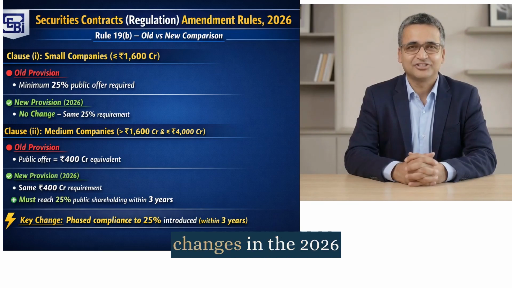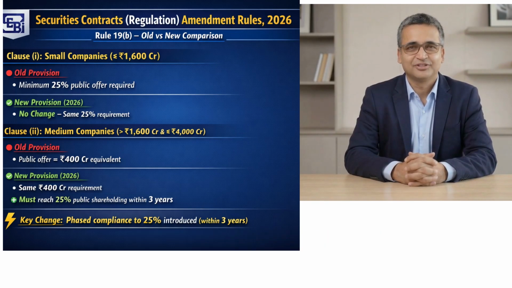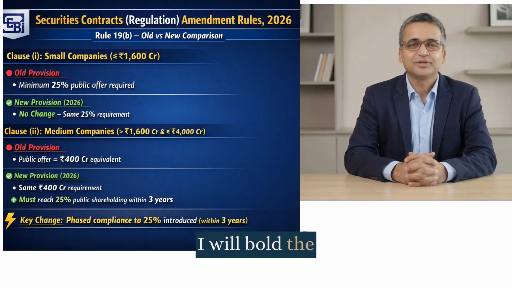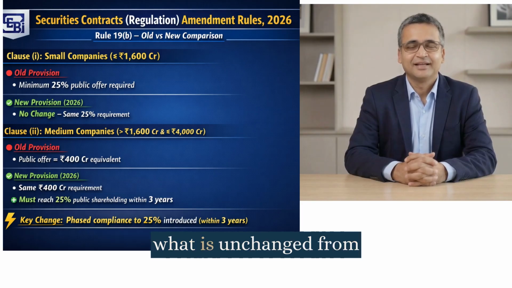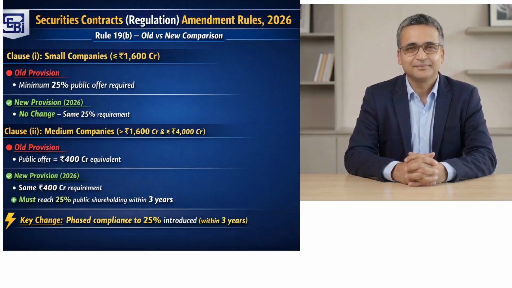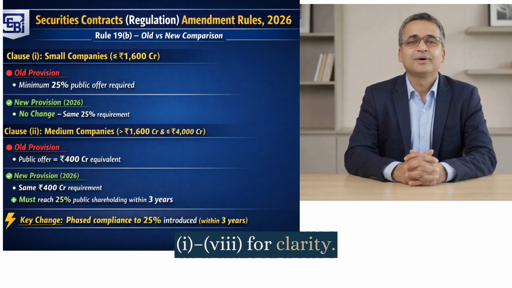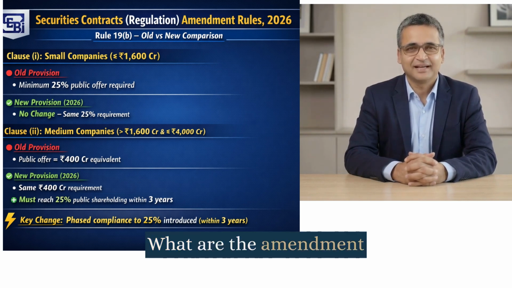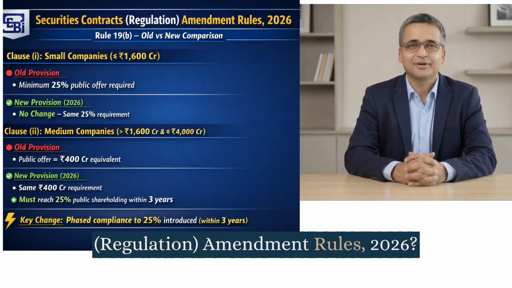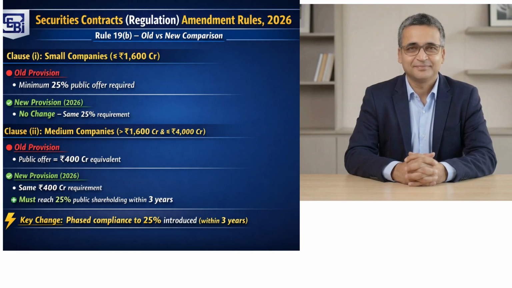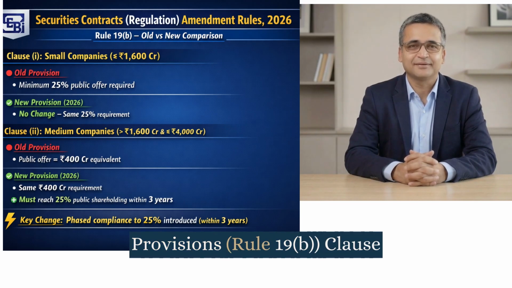I have highlighted the changes in the 2026 amendment compared to the old provision. I will bold the new or added provisions and indicate what is unchanged from the old rule. I'll focus on subclauses 1 to 8 for clarity. What are the amendments made with Securities Contracts Regulation Amendment Rules 2026? Comparison. Old versus new provisions.